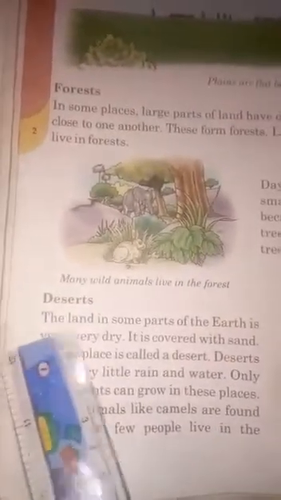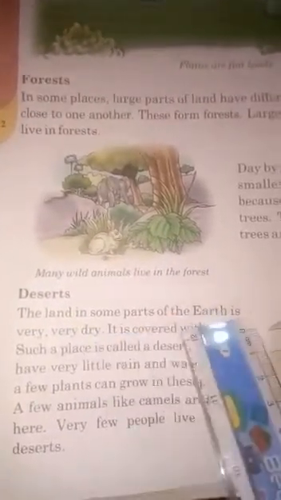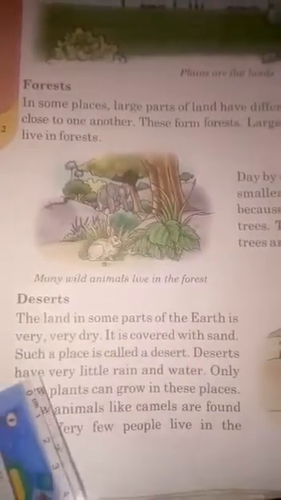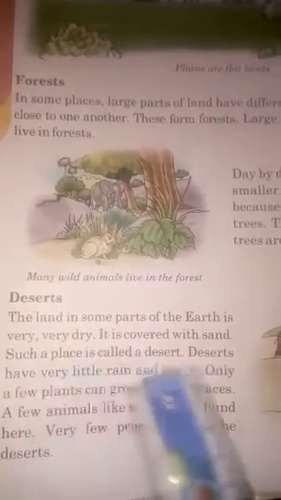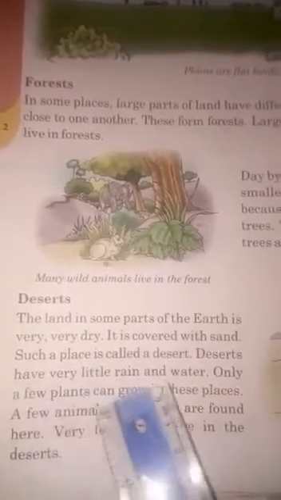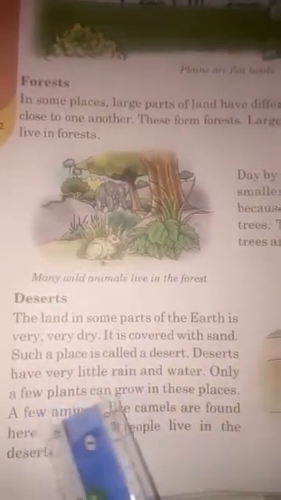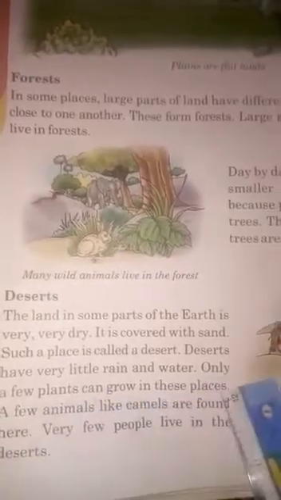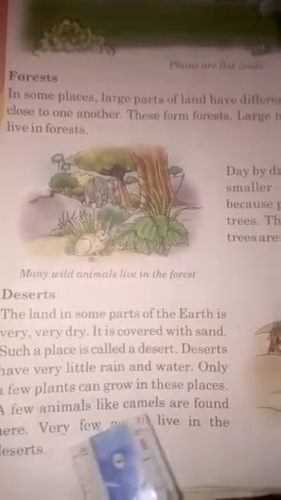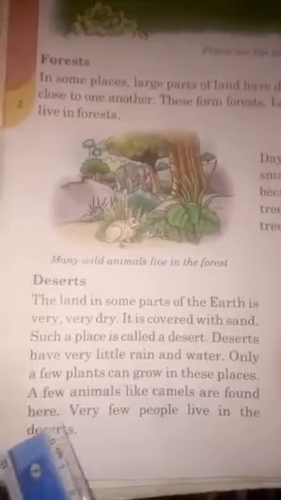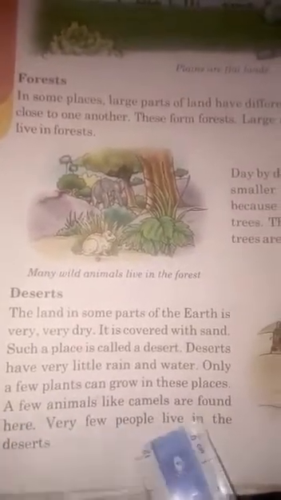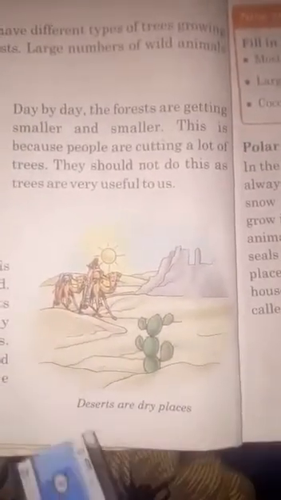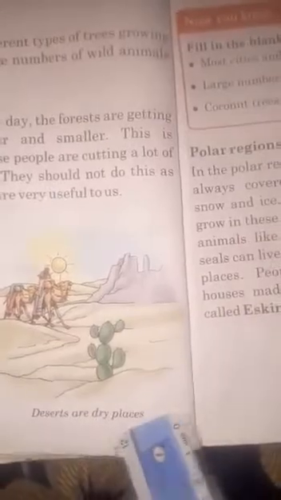Deserts. The land in some parts of the earth is very dry. It is covered with sand. Such a place is called a desert. Deserts have very little rain and water. Only a few plants can grow in these places. A few animals like camels are found here. Very few people live in the desert. As you can see in the picture of desert as well, deserts are dry places.